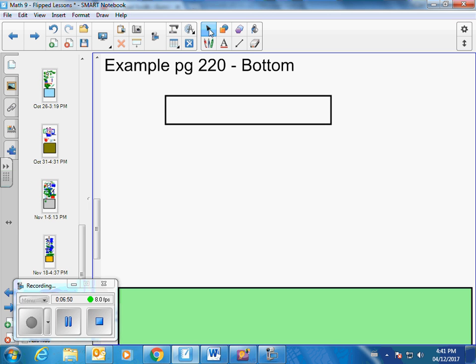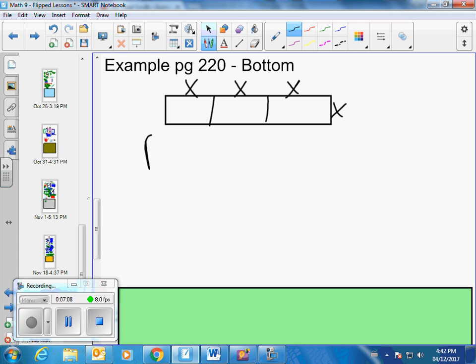All right, so in there they give us an example of a rectangle with 3 boxes in it. 1, 2. And what they say is this side length is x, this side length is x, this side length is x, and this side length is x. What they want you to do is write a perimeter equals, and then they want an equation.